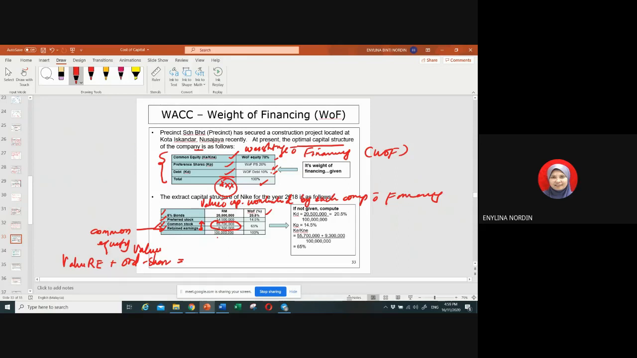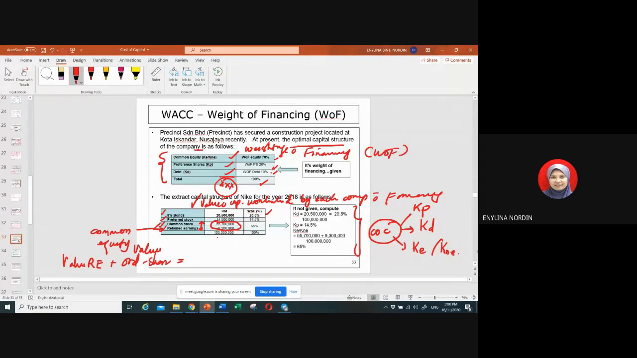Now we go to the next step. Once we know this weightage, we go to the cost of capital. Like I said, we have the formula to calculate each component of the cost of capital. If we are calculating the cost of capital for preference shares, that means it's KP. If it's the cost of debts, we are calculating KD. If it's for internal or common stock, it's KE. Common stock, KE or KNE.